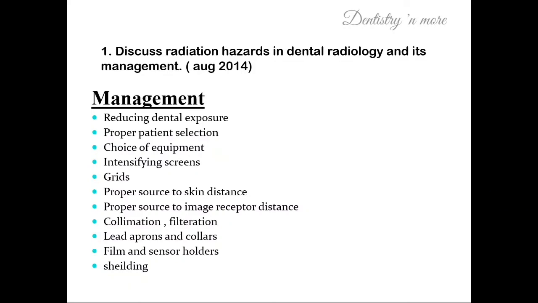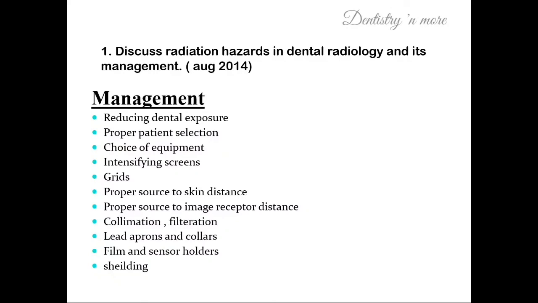Next is how to manage it. Management is by reducing the dental exposure and proper patient selection. That is, we follow the principle of justification. In implementing radiation protection, there are certain guidelines. There are three guidelines for radiation protection: justification, optimization and dose limitation. Improper patient selection means justification of why the dentist is prescribing or advising a radiograph for such a patient to be taken. Is it a necessity or not? That is what is considered in the principle of justification.